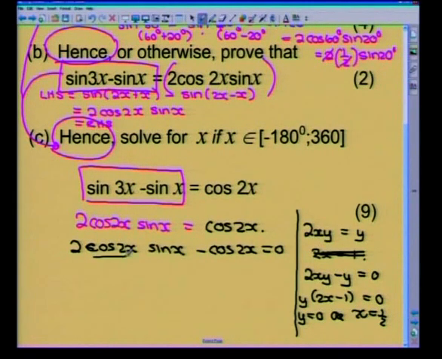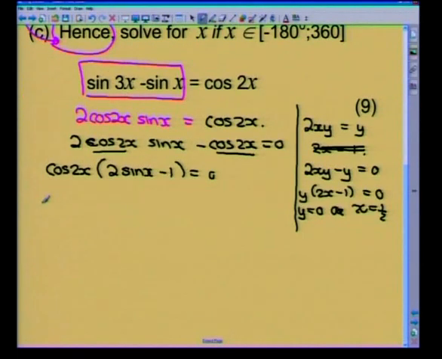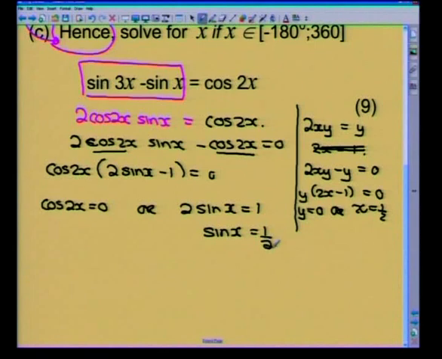Similarly, we're going to look over here and say, oh, hang on, here's a common factor. Let's take it out. And that leaves me with 2 sine x minus 1 equals 0. And then we could say, well, that means that cos 2x equals 0 or 2 sine x equals 1, or if you like, sine x equals a half. And now it's time to use our general solution.